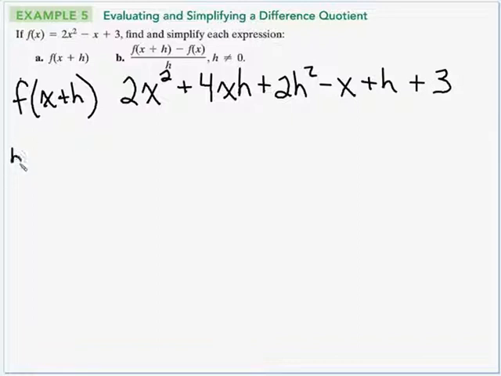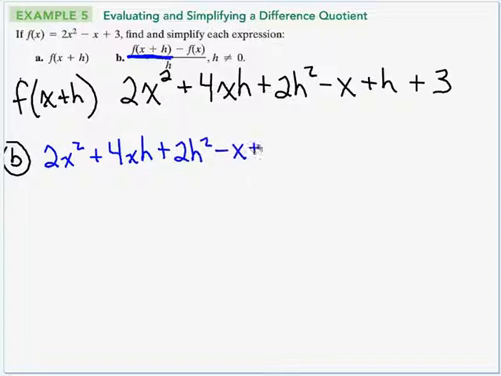Now for part B. Again, for part B, the top of the fraction is f of x plus h. So that's going to be all of this stuff we just did all that work on. Let me even color code this to show you where it all comes from. I'll underline this in blue, and I'm just going to copy what I just found here: 2x squared plus 4xh plus 2h squared minus x plus h plus 3. Okay.